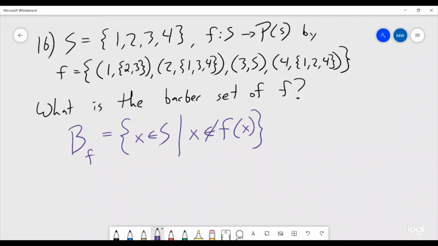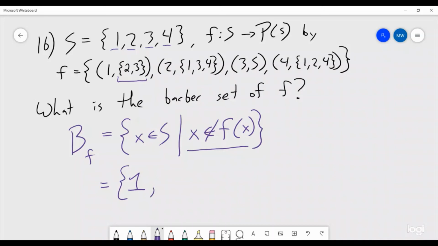So, for example, we would go back through and look at each of these elements, 1, 2, 3, and 4, and see which of those are in their own image. So, for example, f of 1 is equal to the set containing 2 and 3. Is 1 in the set containing 2 and 3? No. Because it's not in its image, that means that 1 is in the Barber set.